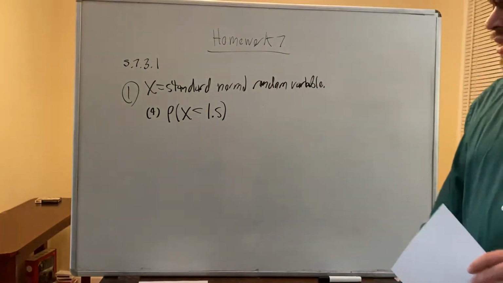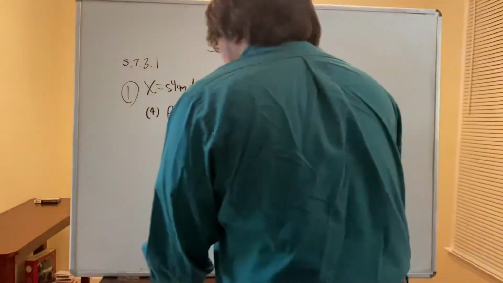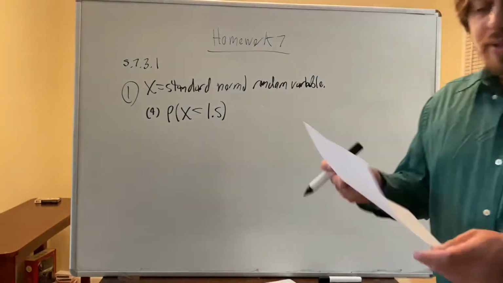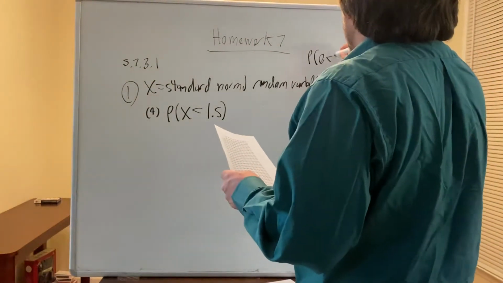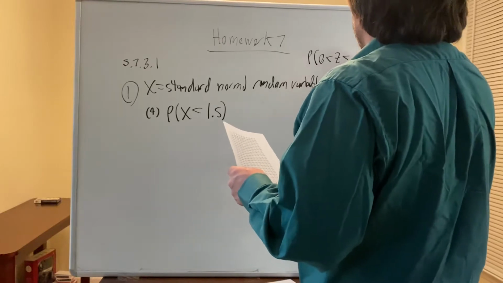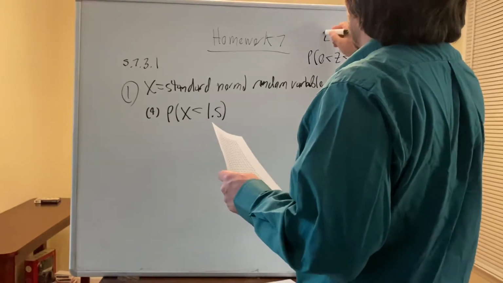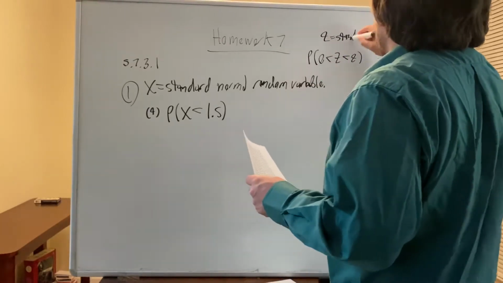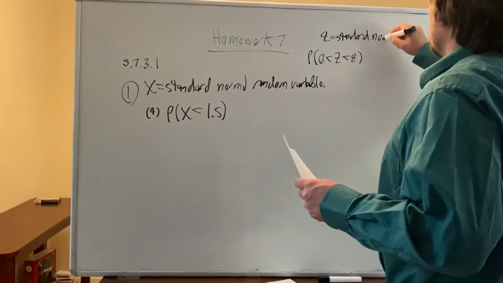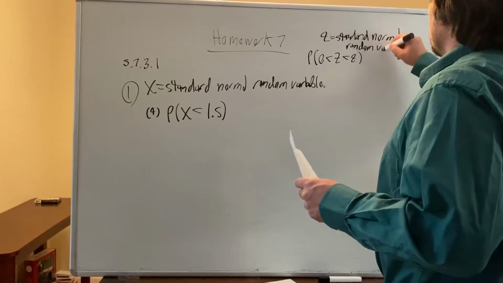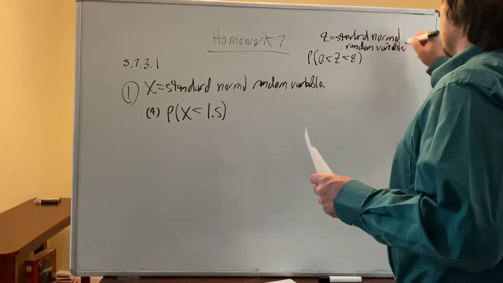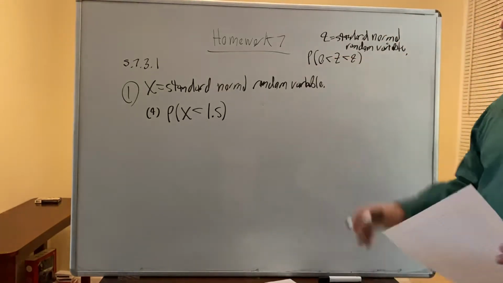Okay, so the table that I provided to you gives you probabilities for a standard normal random variable. So it gives you these probabilities.